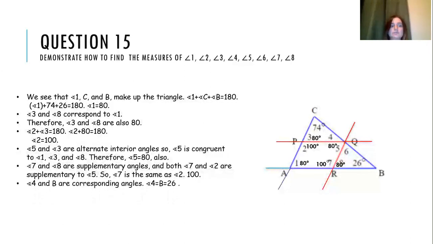100 degrees. Angles 4 and B are corresponding angles, so angle 4 is equal to angle B, which is 26 degrees. Angle 6 and C are also corresponding angles, so angle 6 is equal to angle C, and angle C is equal to 74 degrees, so angle 6 is also 74 degrees.